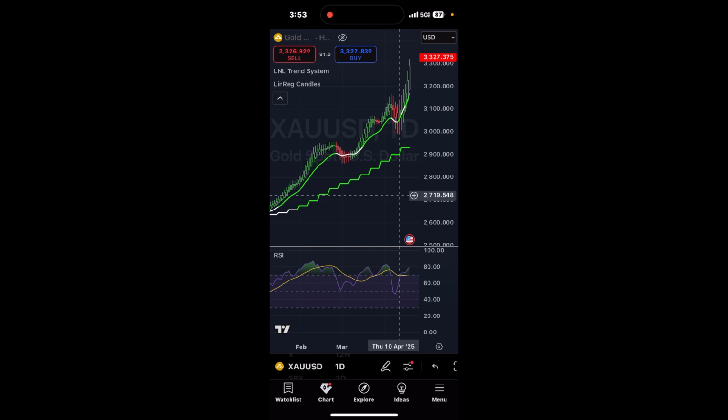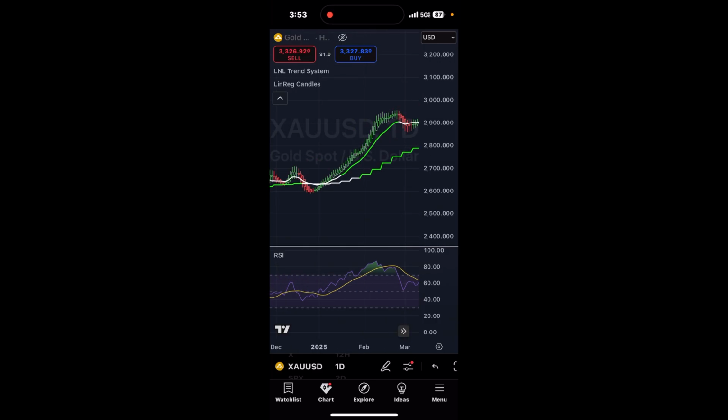So right here would have been an entry point. You would have made some profit. Right here would have been an entry point. Right here would have been an entry point.